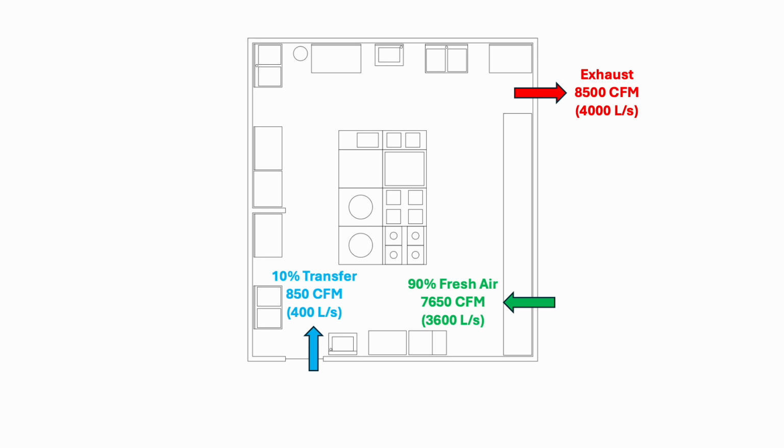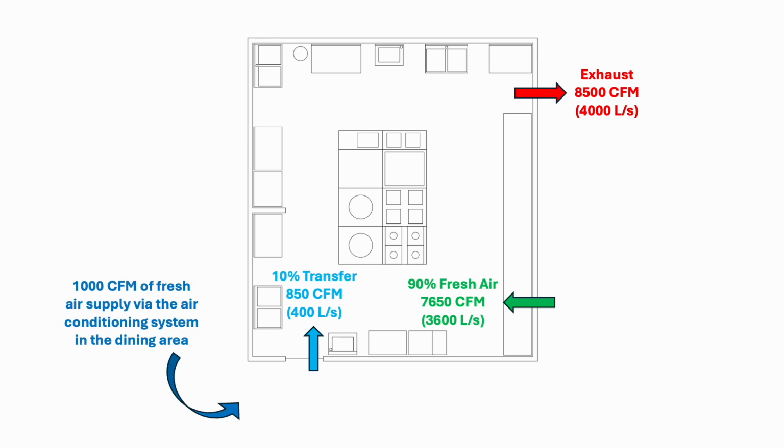However, we also need to ensure that the dining area has enough airflow for the kitchen. If the kitchen is pulling 850 CFM from the dining area, the air conditioning system in the dining area should provide 1,000 CFM of fresh air so that the dining area has a slight positive pressure. In air conditioning, positive pressure can prevent unwanted infiltration.